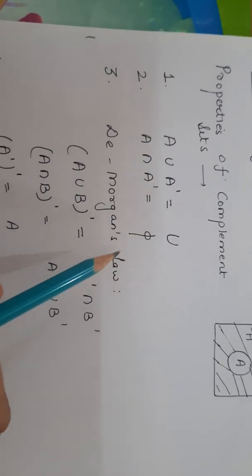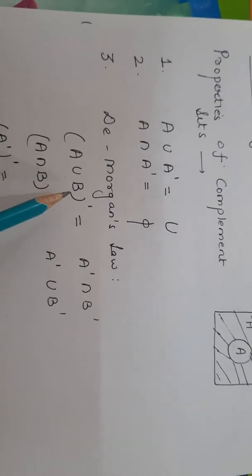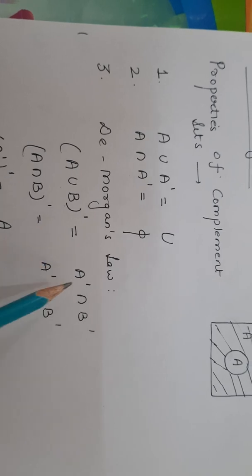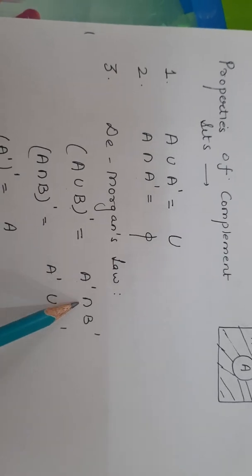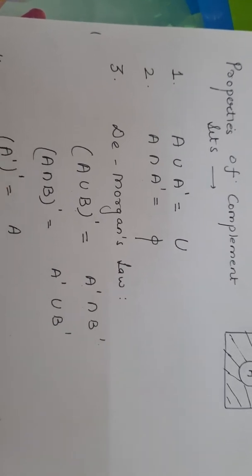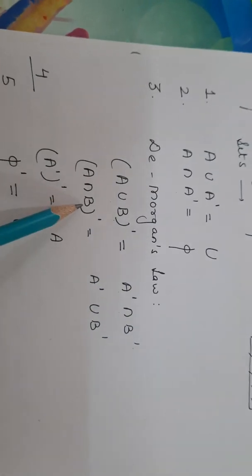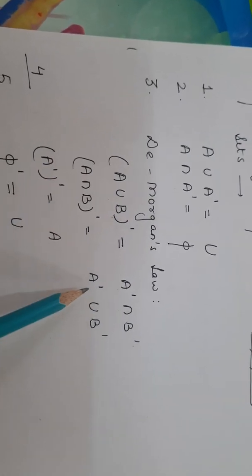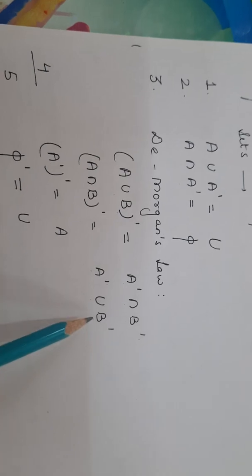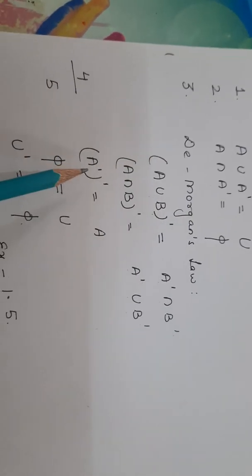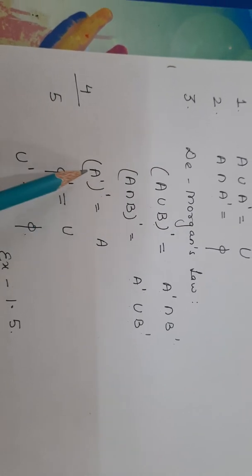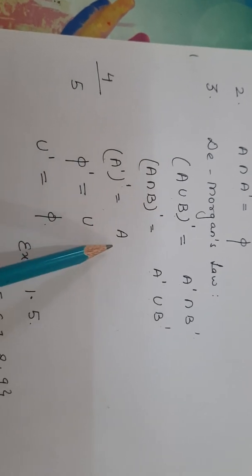De Morgan's law. A union B whole complement is always equal to A complement intersection B complement. Then A intersection B whole complement is equal to A complement union B complement. Next is the double complement law. The complement of A complement is always equal to A.